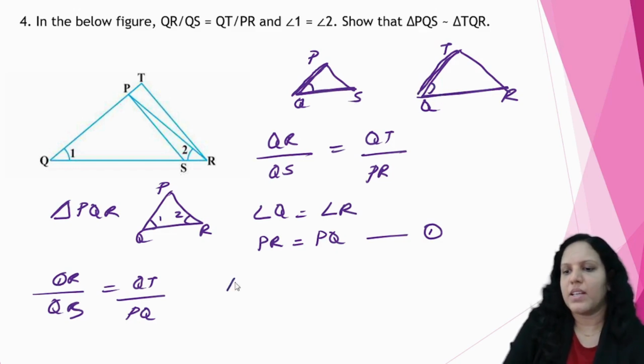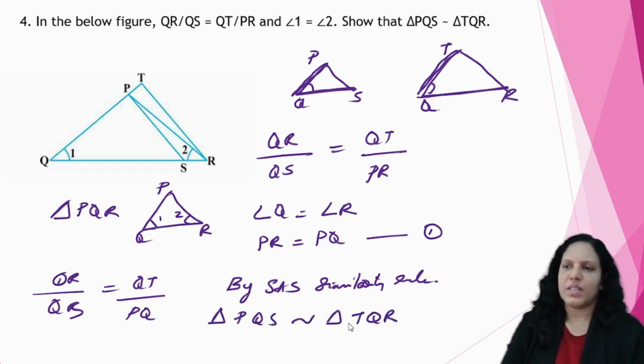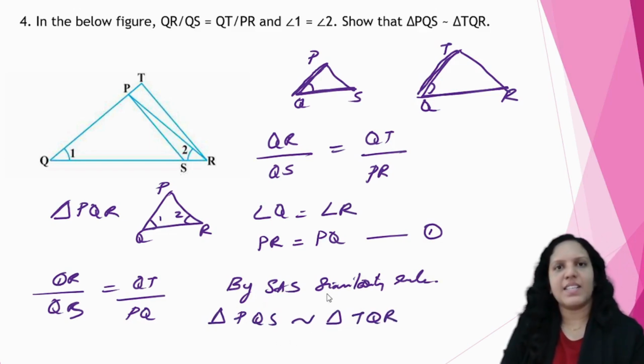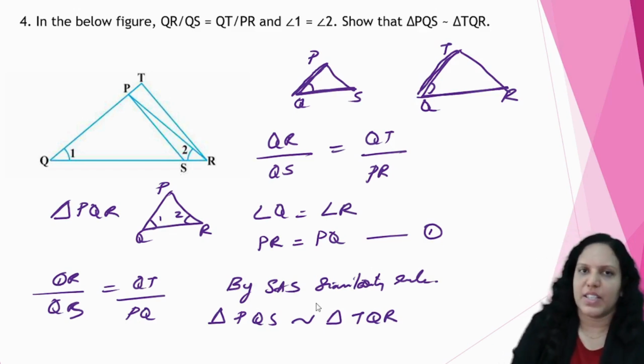So by the side angle side similarity rule, we can say triangle PQS is similar to triangle TQR. Correct? So by side angle side, we proved that triangle PQS is similar to triangle TQR.